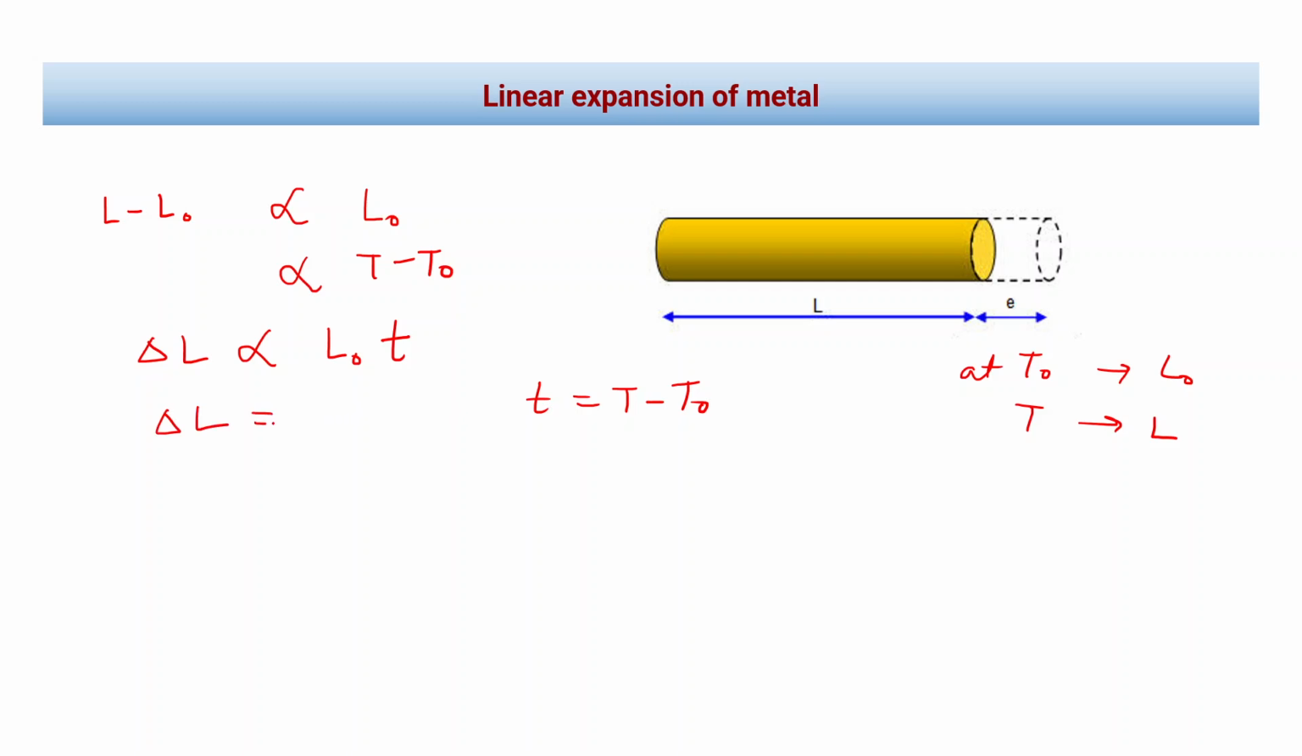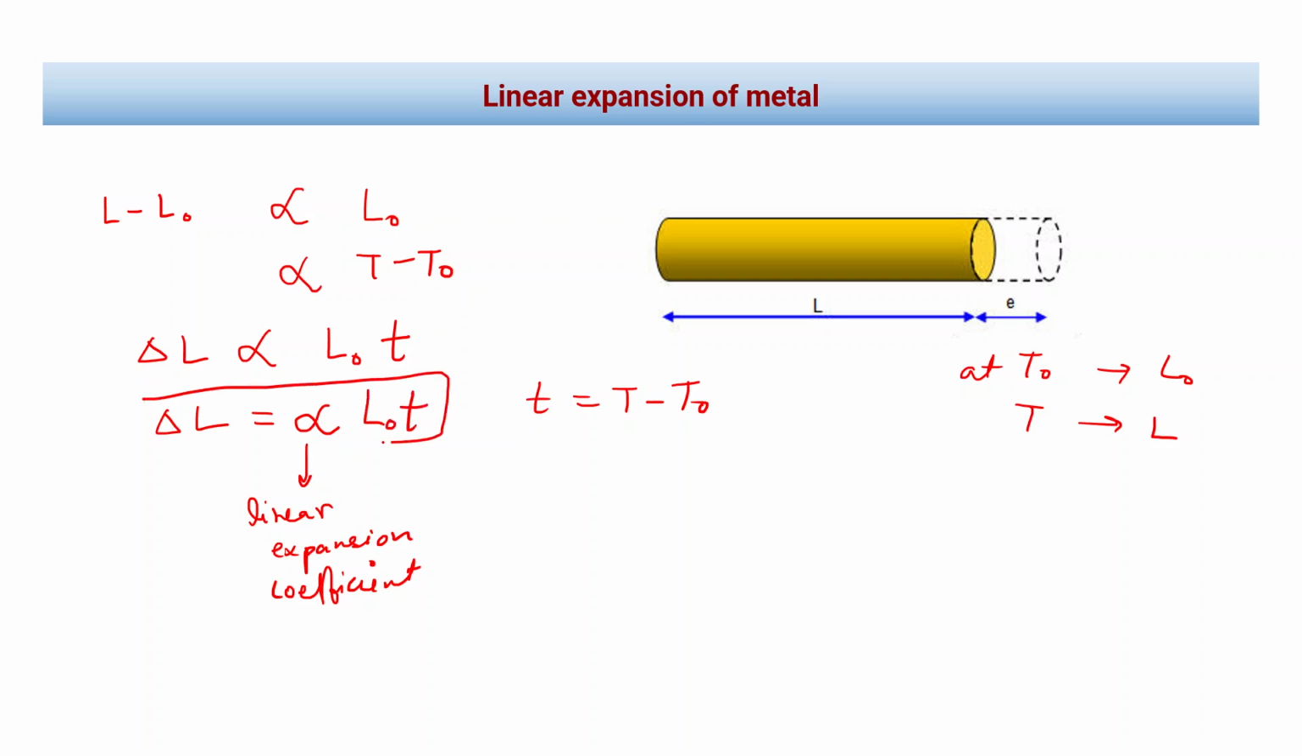That constant is called alpha. Don't confuse, this is a proportionality sign, but this is alpha. This is a constant called the linear expansion coefficient. It also depends on the material, and for a specific material in a particular temperature range, we can say its value is constant. So this is the constant, and L naught T.